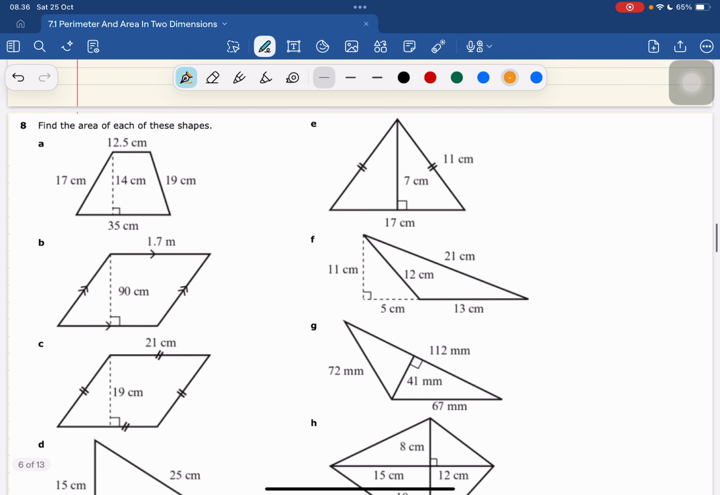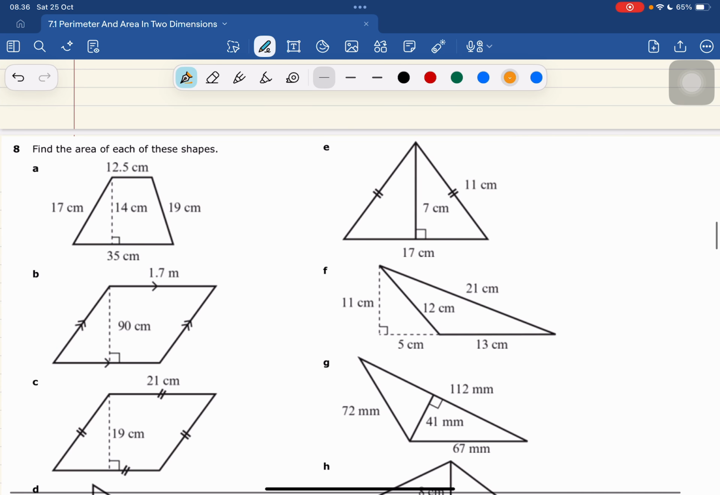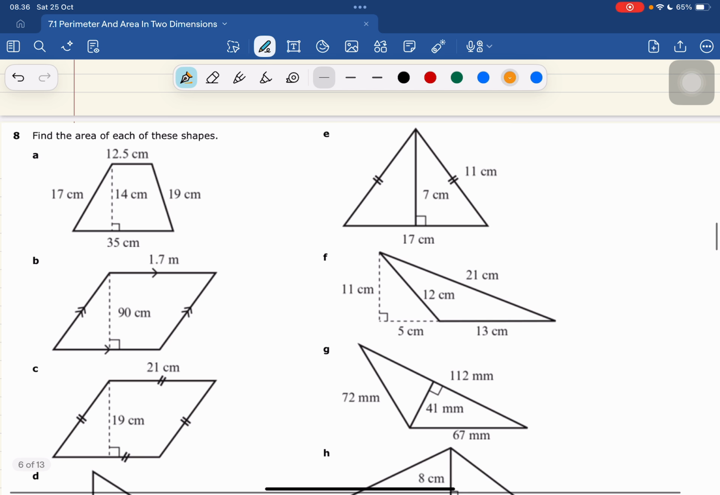Number 10, find the area of each of these shapes. Okay, number 8, this is a trapezium. So sum of the two parallel sides, 12.5 plus 35. And then we multiply by the height, which is 14, and divide by 2. When divided, it's gonna be 7.